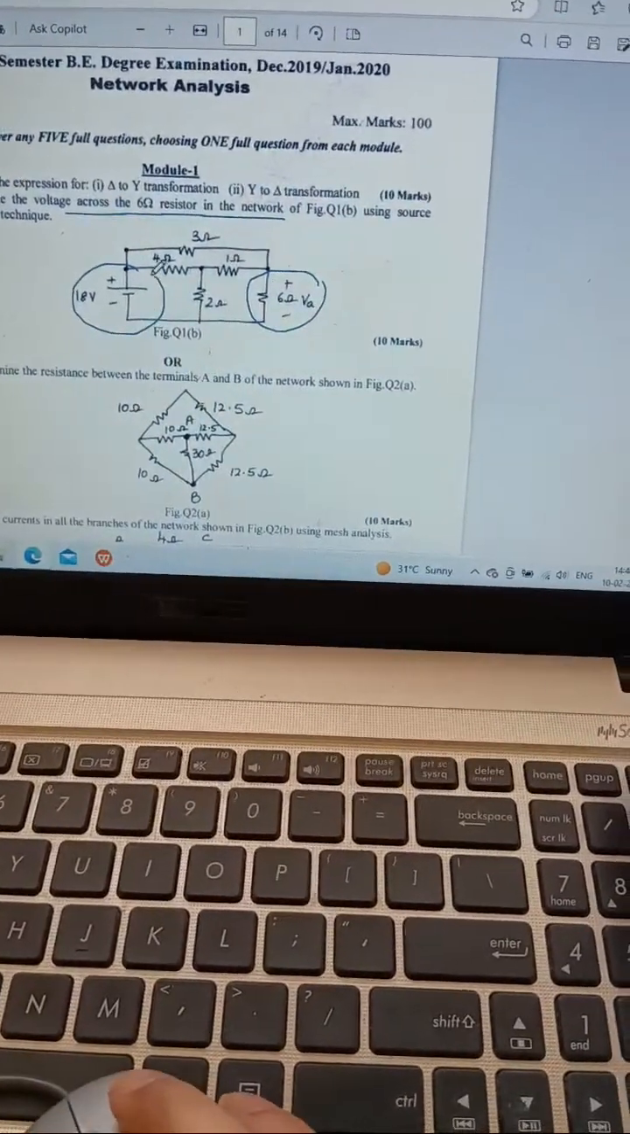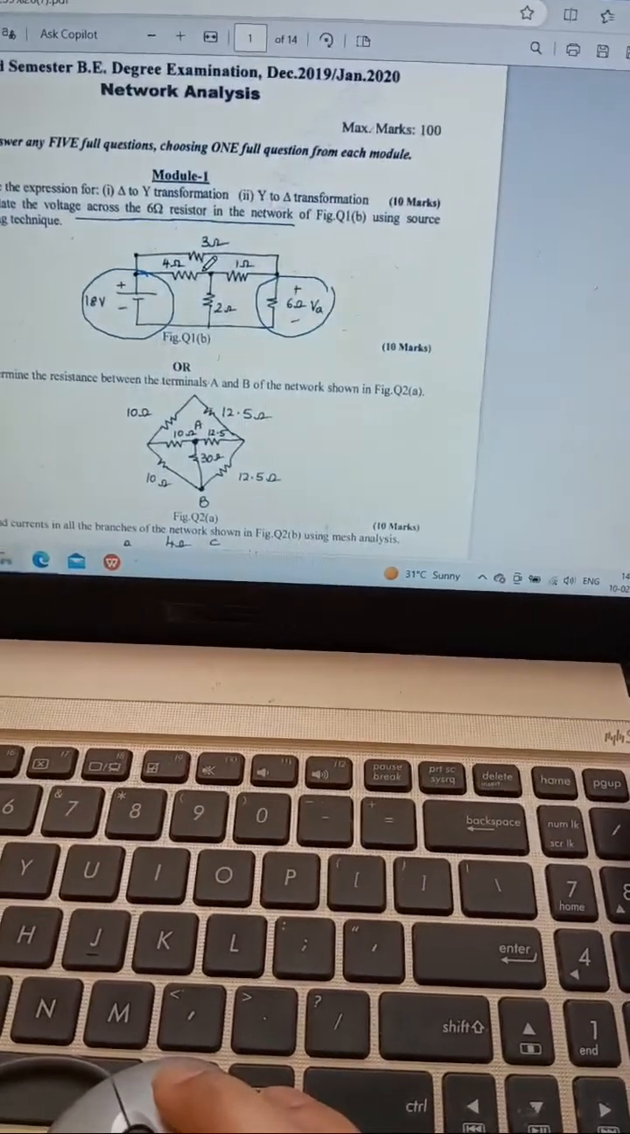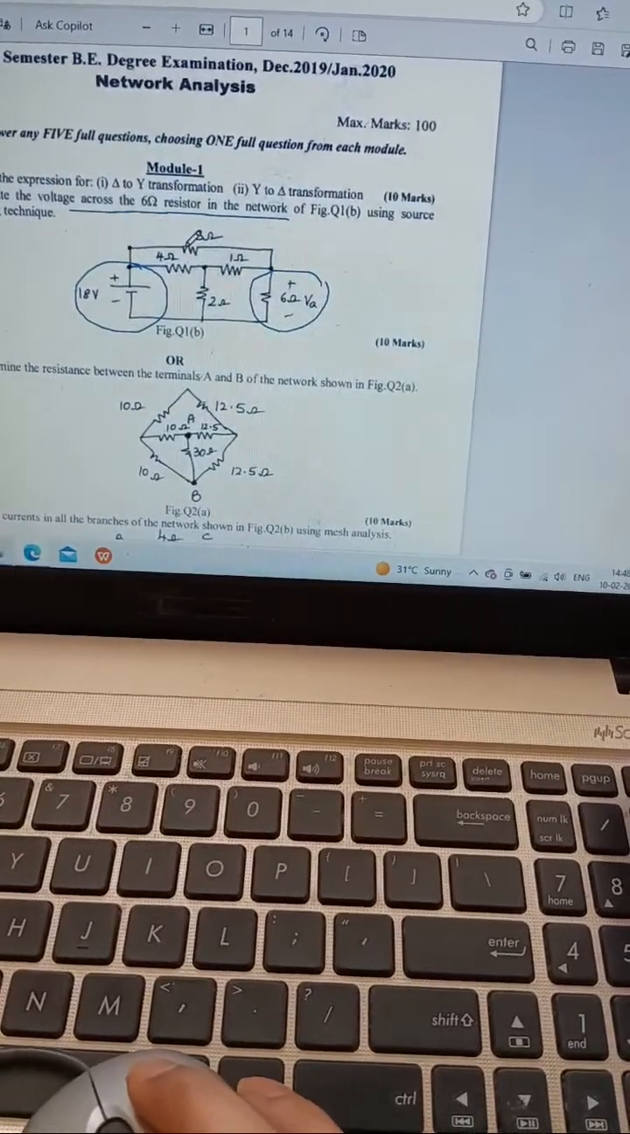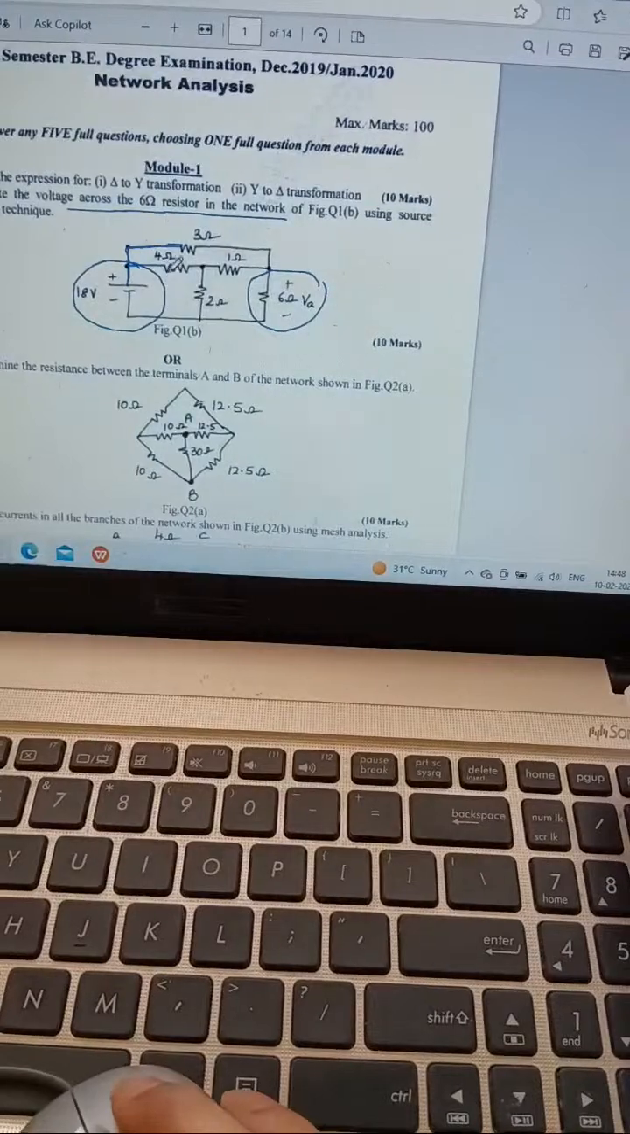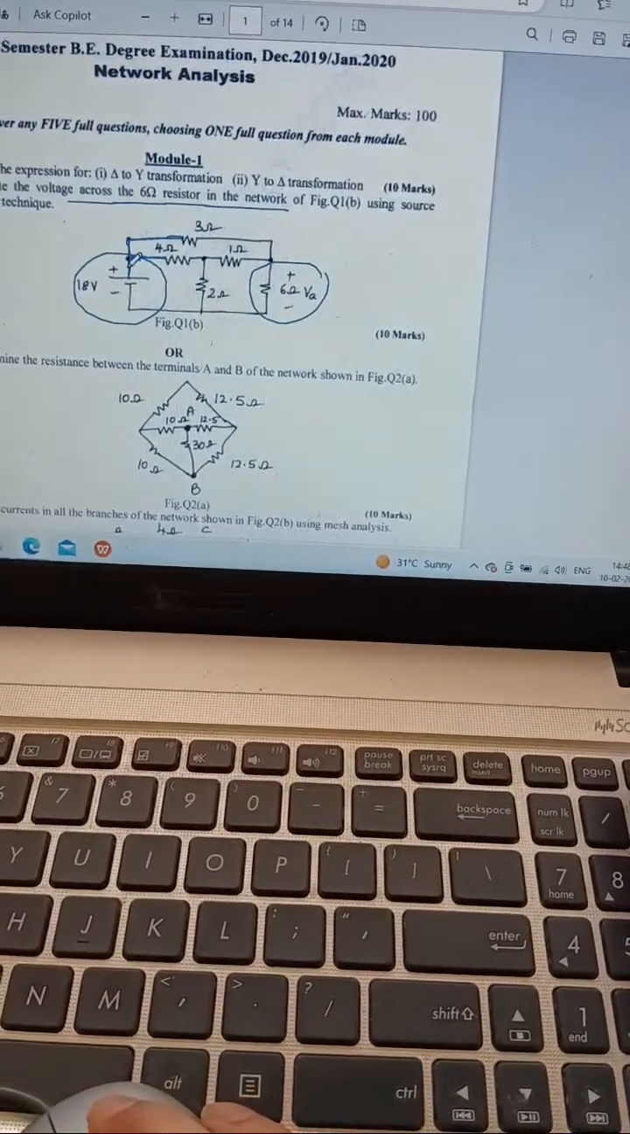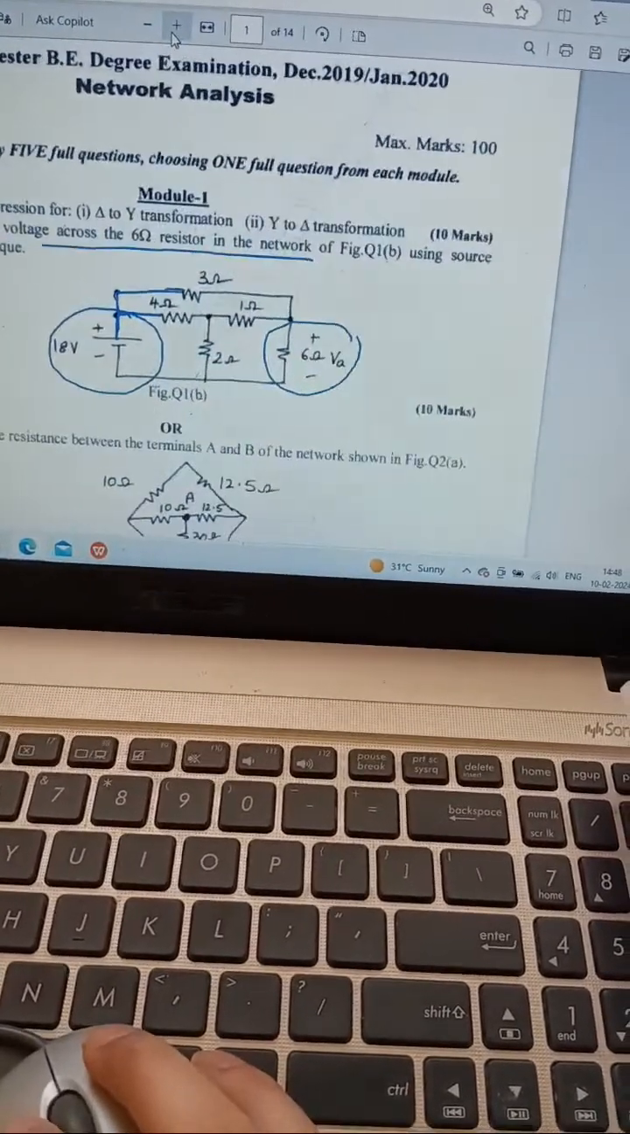For the voltage, you need to make sure that this 3 ohm end is connected to the positive of this voltage, and this 4 ohm end is connected to the positive of this voltage. I'll still make it bigger.